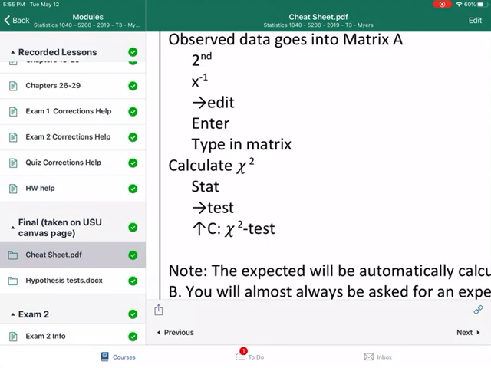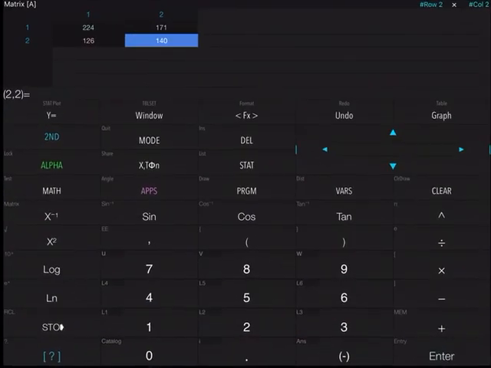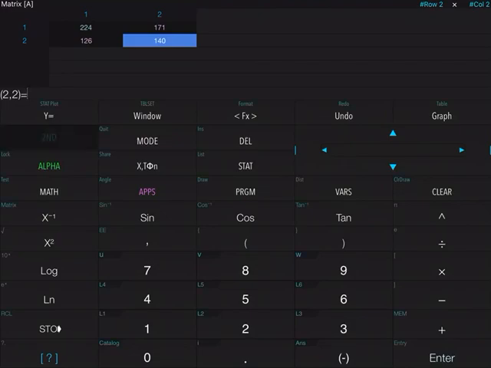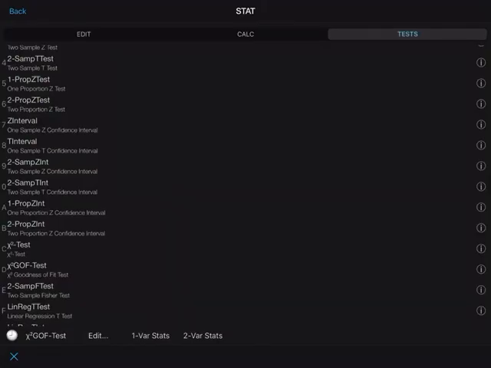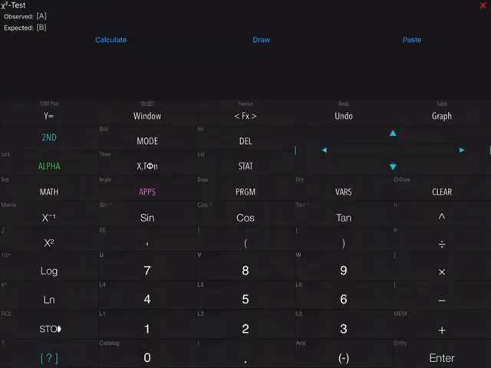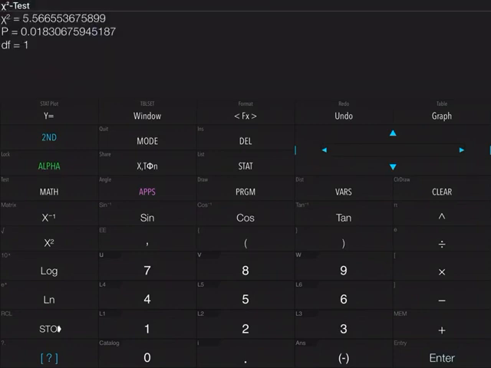Okay, second step. So we typed it in by going second, x to the -1, edit, enter, type in our matrix. Then we're going to go stat, test, and option C. So the same way we got to chi-square goodness of fit test, but this time we're going to go stat, arrow over to tests, and choose option C, just a chi-square test. Our observed matrix, we typed it into matrix A. It's going to automatically populate the expected into matrix B. So we're going to hit calculate.